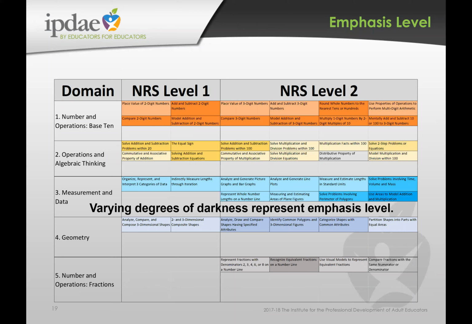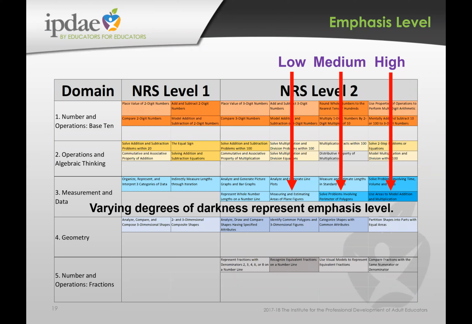So if we're looking at, let's say, domain 3, measurement and data, the lightest shade of blue, or baby blue or aquamarine, whatever you call that color, is going to be your low emphasis standards, or objectives. Slightly darker than that will be your medium level emphasis. And then the darkest shade of blue in domain 3 will be your high level emphasis.